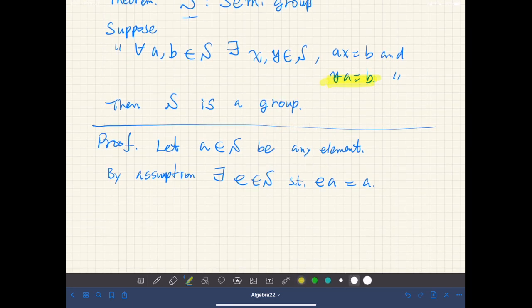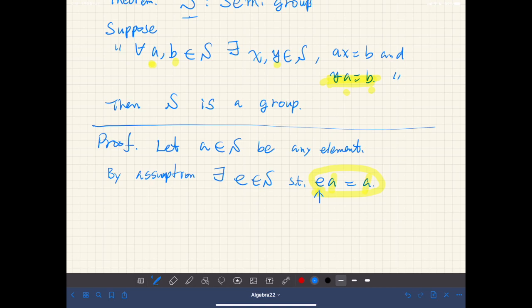So there exists some element Y such that YA is equal to B. In this case, this A and B happen to be the same element. That's possible because A and B are any elements, so A and B could be the same element. So for A, there exists an element E such that this holds. Now we show this E is indeed the identity element.